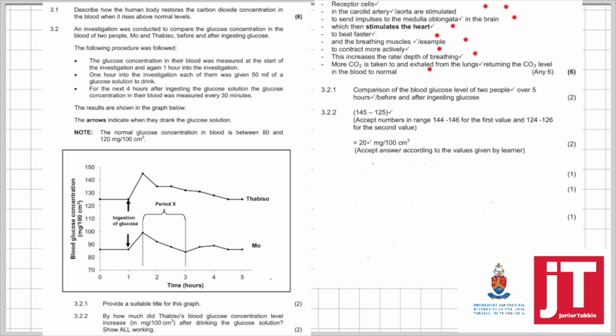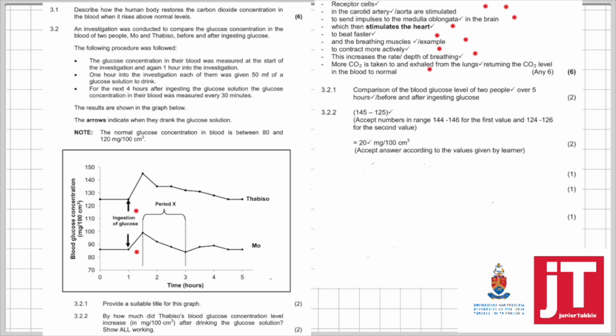All papers. Then, 3.2. An investigation was conducted to compare the glucose concentration in the blood of two people, Mo and Tabiso, before and after ingesting glucose. The following procedure was followed. The glucose concentration in their blood was measured at the start of the investigation and again 1 hour into the investigation. 1 hour into the investigation, each of them was given 50 milliliters glucose solution to drink. Then, for the next 4 hours after ingesting the glucose solution, the glucose concentration in the blood was measured every 30 minutes. Here's the results shown in the graph. The arrows indicate when they drank the glucose solution.